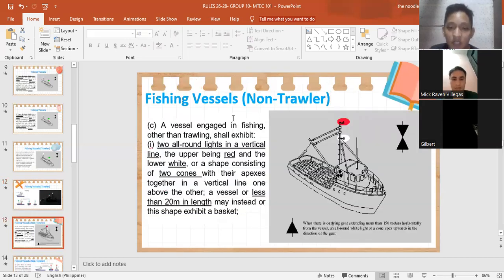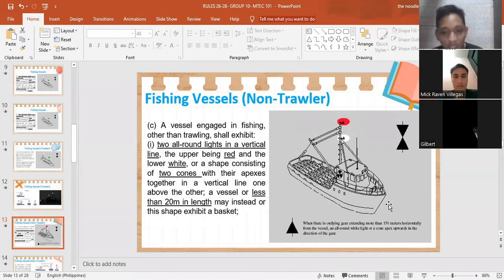Next one, fishing vessels, which is non-trawling or non-trawler. So a vessel engaged in fishing other than trawling shall exhibit two all-round lights in a vertical line. So the upper being red and the lower being white, or a shape consisting of two cones with their apexes together in a vertical line, one above the other, wherein a vessel of less than 20 meters in length may instead have the shape exhibit a basket.